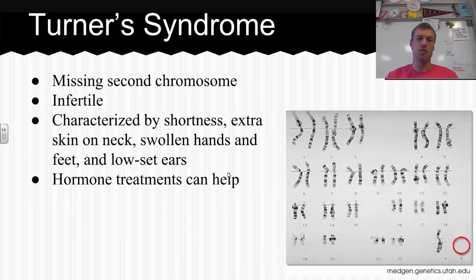We also have Turner syndrome, which is a missing second sex chromosome. This leads to infertility, characterized by shortness, extra skin on the neck, or kind of a webbing on the neck, swollen hands and feet, and low set ears. Hormone treatments can help, and sometimes they can actually reverse the infertility because you're adding estrogen and other hormones to the system, so you can help fill in for that missing X chromosome.